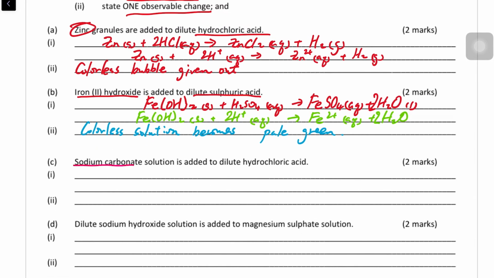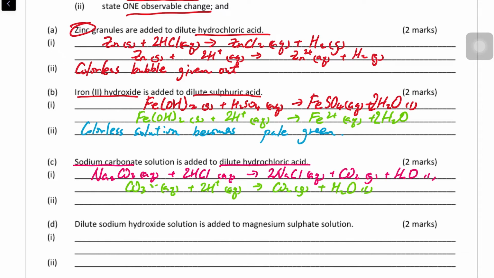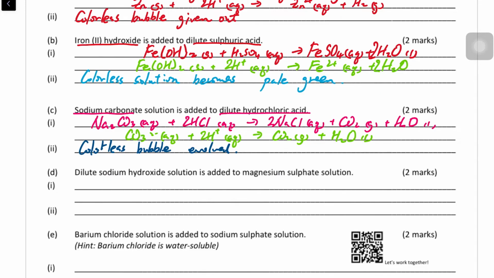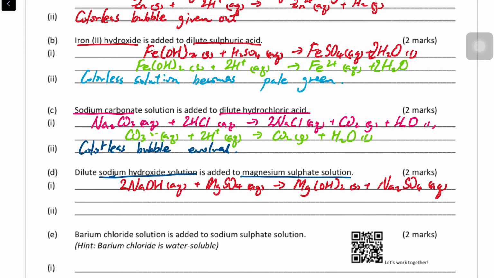Next is carbonate reacting with hydrochloric acid. The products will be salt, CO2, and water. The ionic equation is shown, and the observable change will be colorless bubbles evolving. Finally, sodium hydroxide reacts with a metal sulfate to form an insoluble precipitate. The chemical equation and ionic equation are shown, and the observable change is a white precipitate forms.